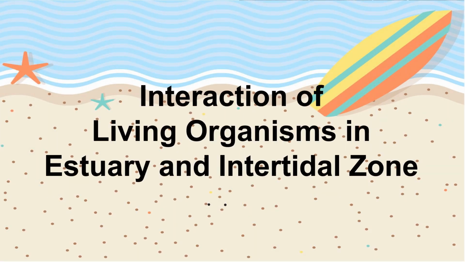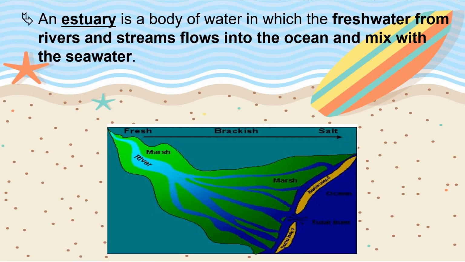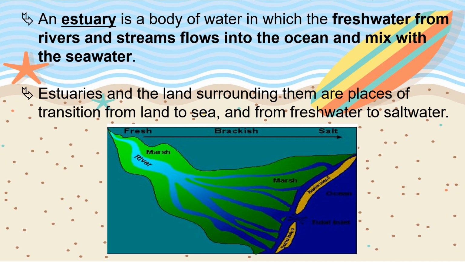Interaction of living organisms in estuary and intertidal zone. Estuary. An estuary is a body of water in which the fresh water from rivers and streams flows into the ocean and mixes with the seawater. Estuaries and the land surrounding them are places of transition from land to sea, and from fresh water to saltwater.